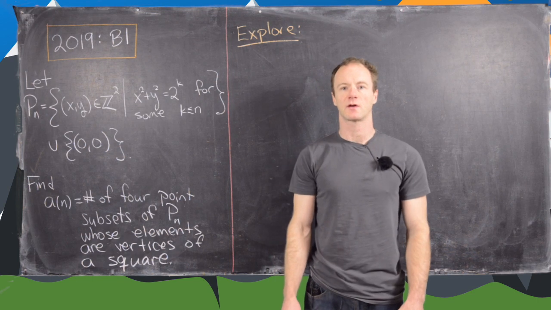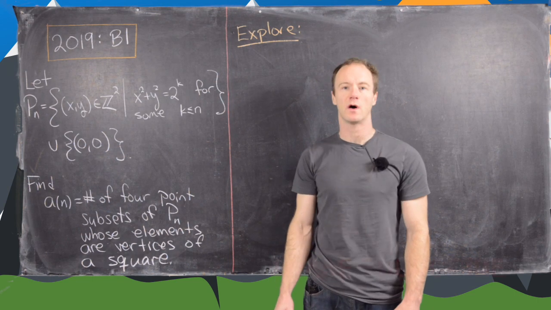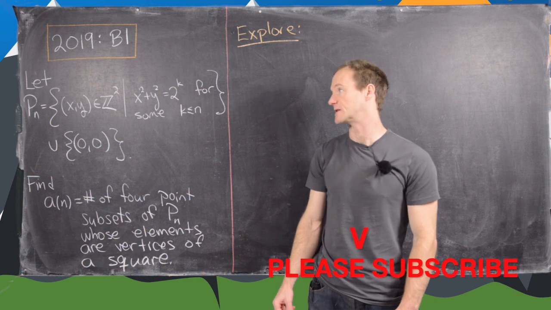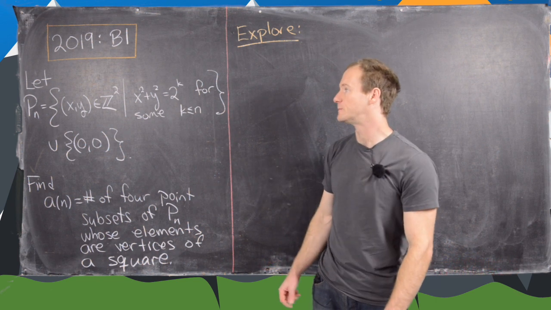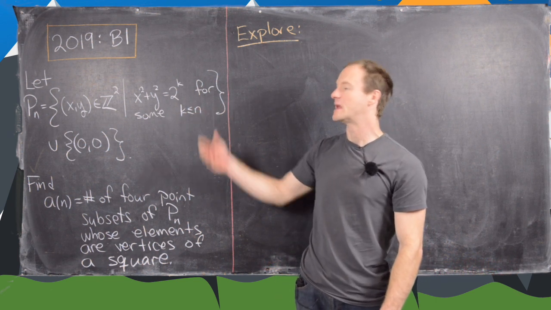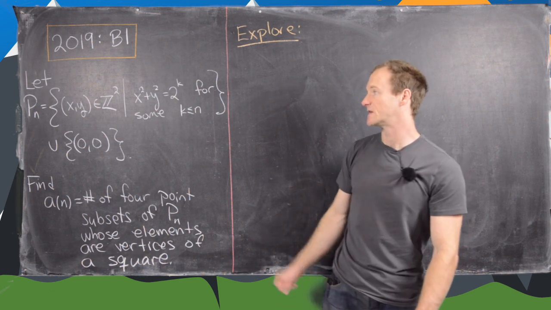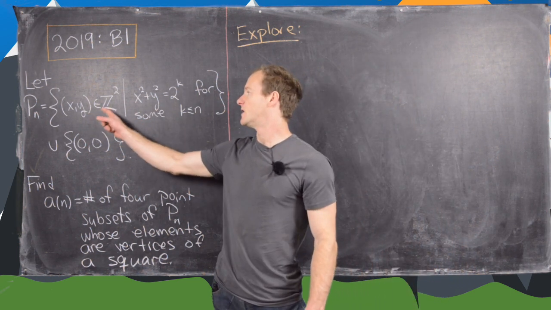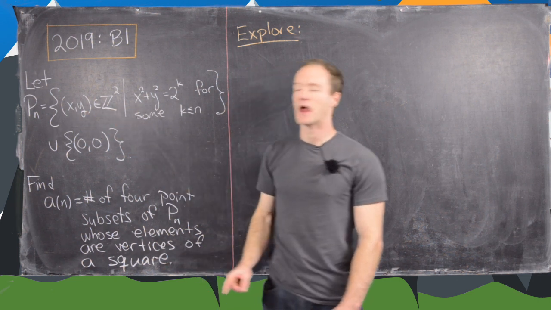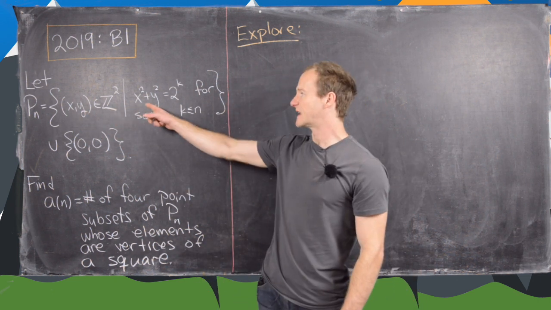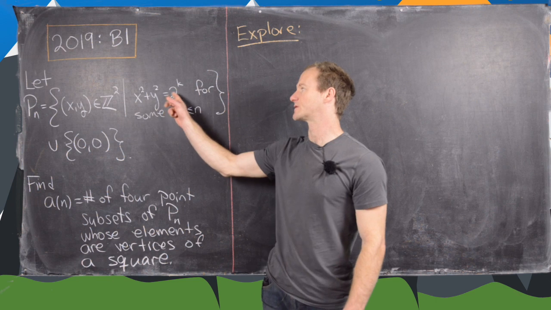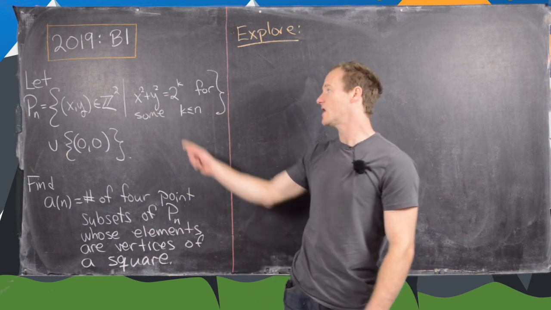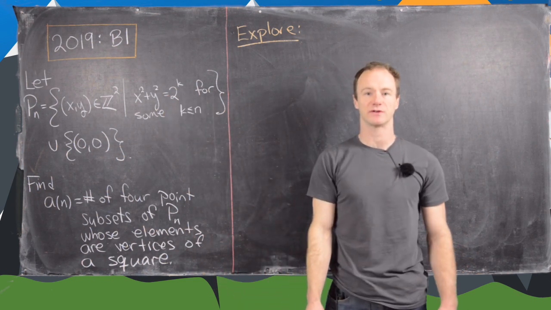Okay, in this video we're going to look at a solution to problem B1 from the 2019 Putnam exam. So let's look at the problem. We want to let Pn equal the following set. It's the set of (x, y), where x and y are both integers, that satisfy the equation x squared plus y squared equals 2 to the k for some k less than or equal to n.